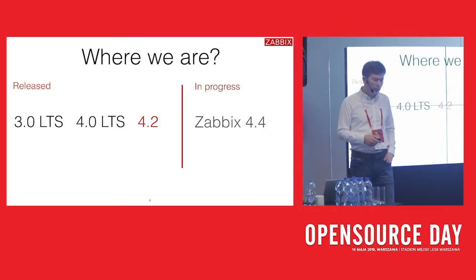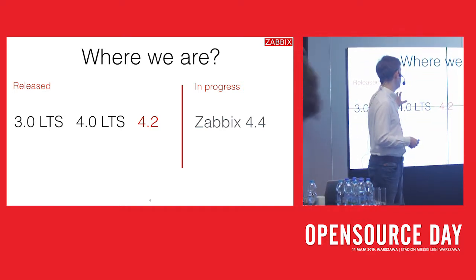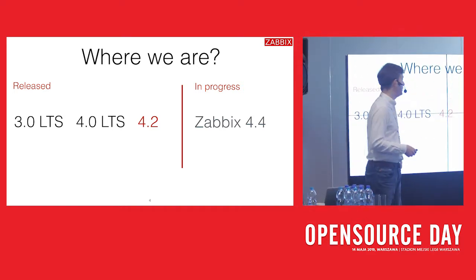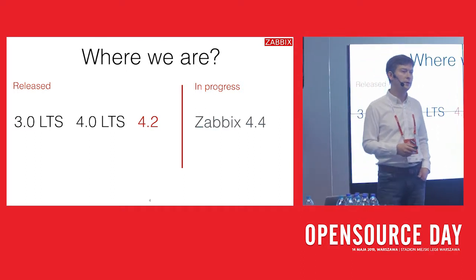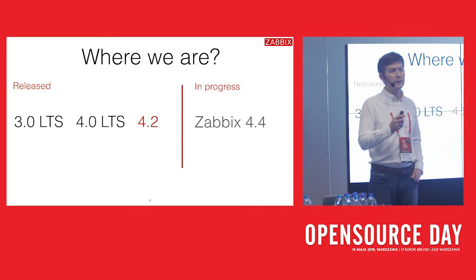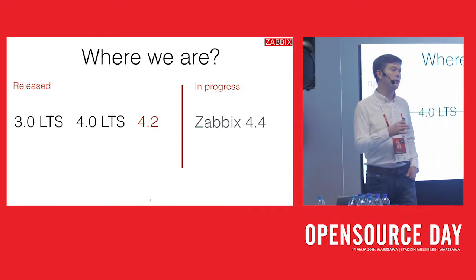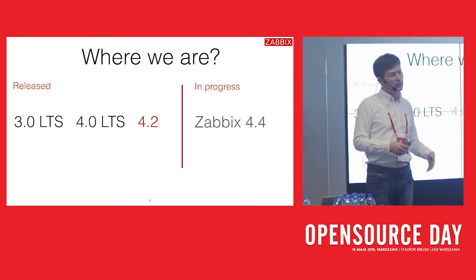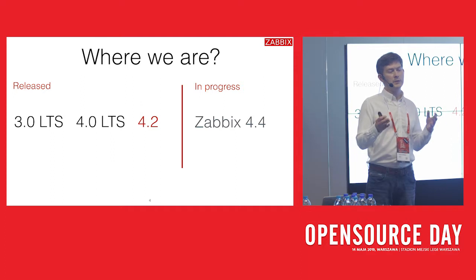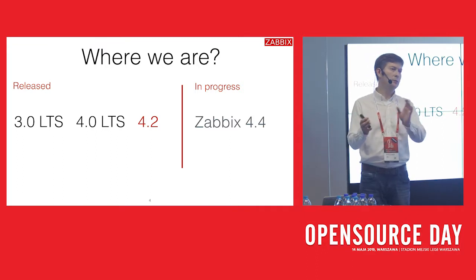So, where we are at this moment? At this moment, we have basically three versions which are officially supported. This is 3.0 LTS, 4.0 LTS, and 4.2. LTS means long-term support, so they are supported for 5 years. And 4.2 is the current major release. It comes with a limited support. It will be supported till release of next version plus 1 month.